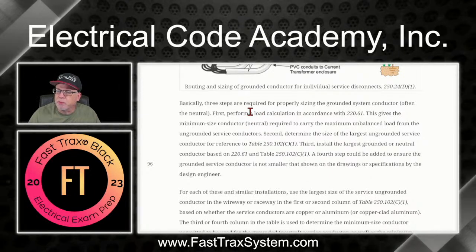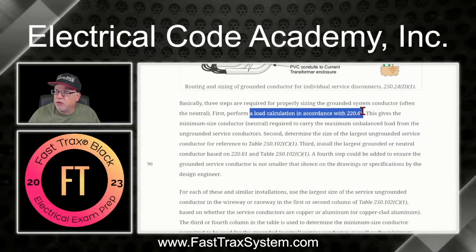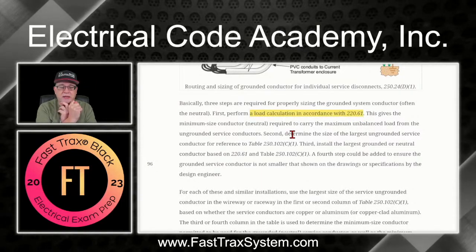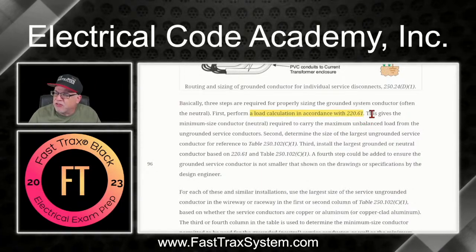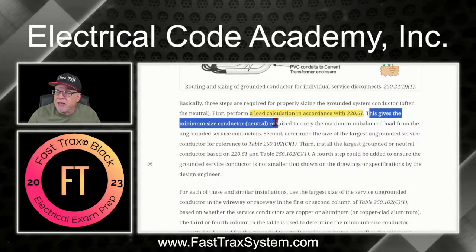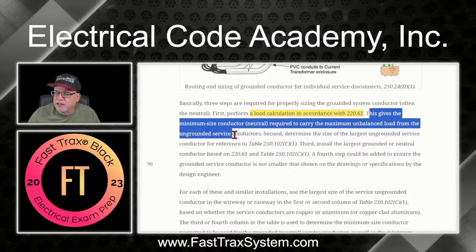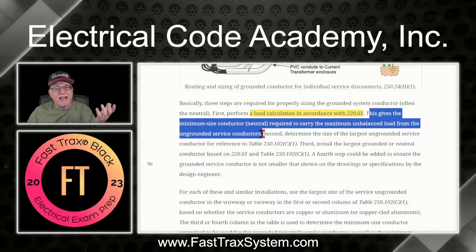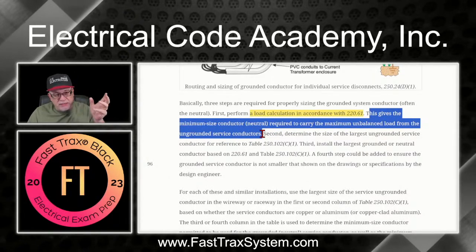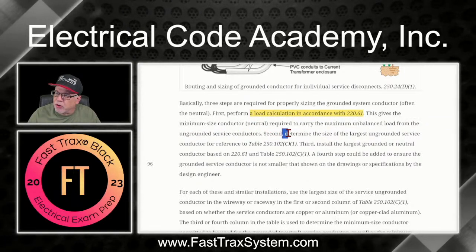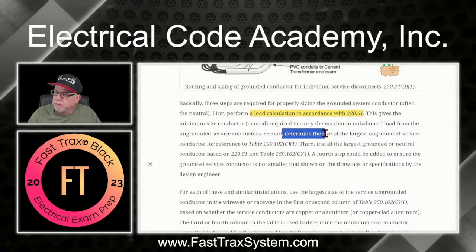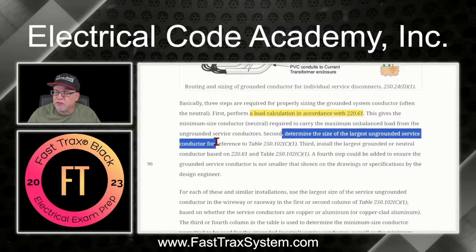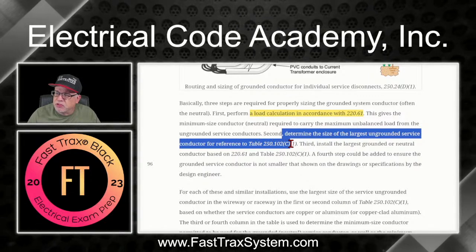So first thing you want to do is perform a load calculation. We should say that every time, because you're going to do it. Make sure you learn how to do it. Next gives us the minimum size required to carry the maximum unbalanced load from the ungrounded conductor. So we did that, and we need to size that neutral conductor. That's why we did the math. Next, we're going to determine the minimum size based on the largest ungrounded service conductor in each raceway, referring to table 250.102C1.